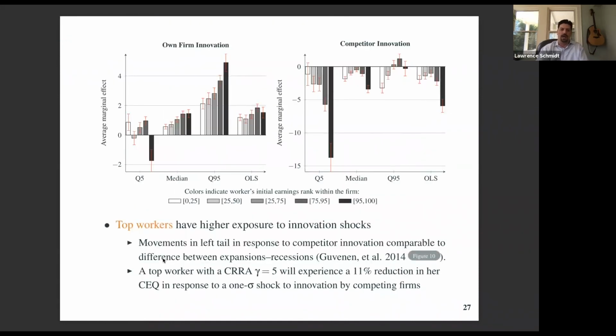So just to summarize, what's quite interesting is that these top workers actually have a higher exposure to innovation shocks. And the magnitudes are quite large again. If I look at how much this black bar is shifting downwards in response to competitor innovation, this is comparable to the difference that Guvenen, Ozkan and Song estimated in how much the left tail of worker level income growth rates move between expansions and recessions. This would say that a top worker with a CRRA coefficient of 5 would experience an 11% reduction in their lifetime utility following a 1 standard deviation shock. So these are very large magnitudes, we would argue.